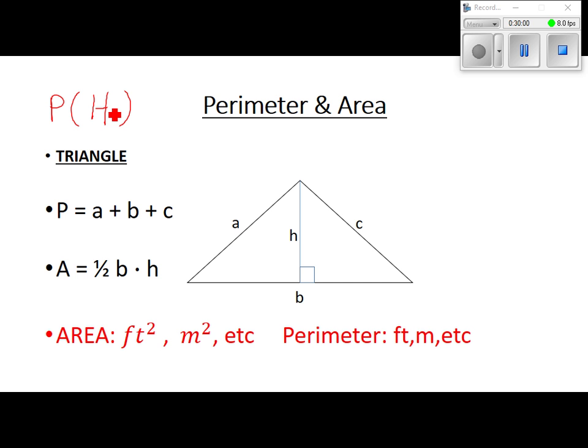Find the perimeter of a triangle, all we do is what? Add up all the sides. How many sides does it have? Three. So you add up those three numbers.